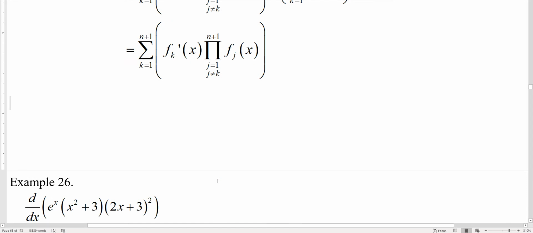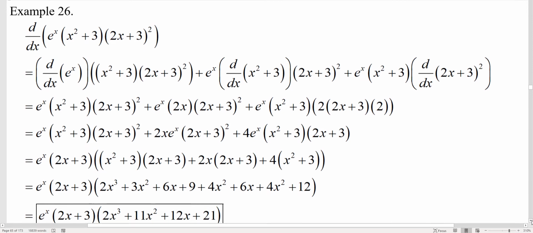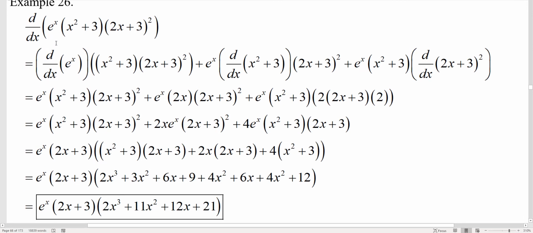So let's see if we can put that to work. So here's something with a product of 3 factors. And one way to do this, maybe not the easiest way, but one way, is to think of this as 3 factors and do the product rule with 3 factors. And so what happens here is it's the derivative of the first times the other 2 plus the derivative of the second times the other 2 plus the derivative of the third times the other 2.